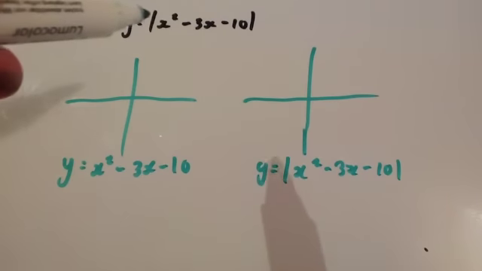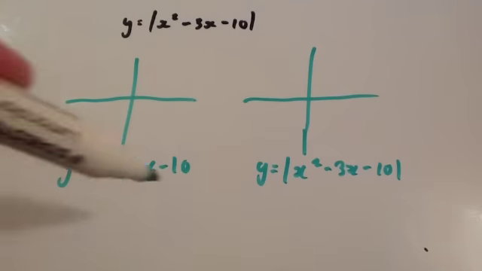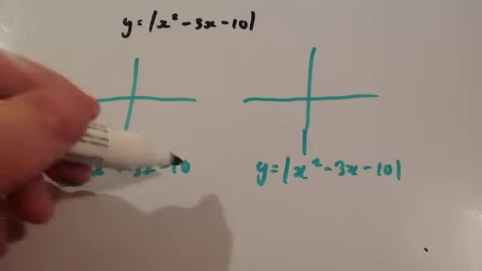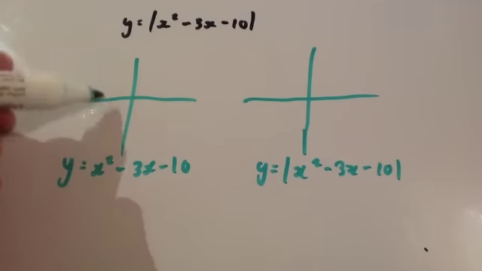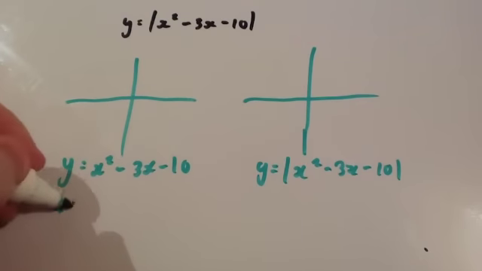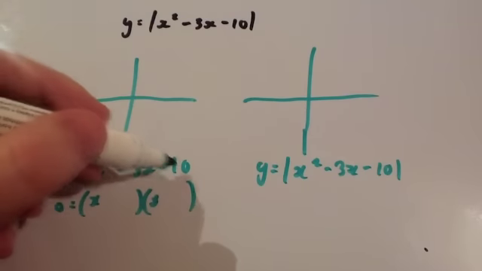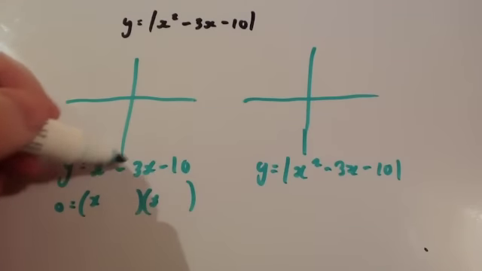Y equals modulus x squared minus 3x minus 10. First of all, start off by drawing the normal quadratic, x squared minus 3x minus 10. Remember, to sketch a quadratic, obviously it's a positive quadratic, so it's going to have the typical U-shaped graph, and you want to find where it crosses the x-axis. So you let y equal 0, so 0 equals bracket, bracket, x, and the numbers times together to give you minus 10, and add together to give you minus 3.